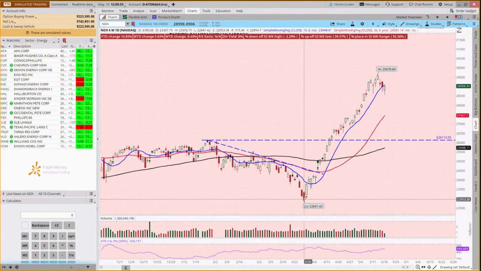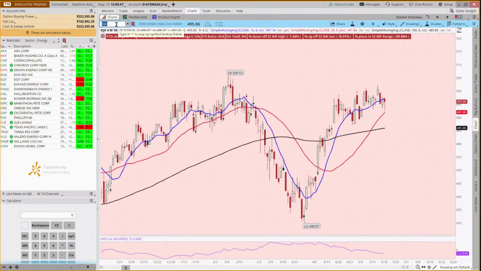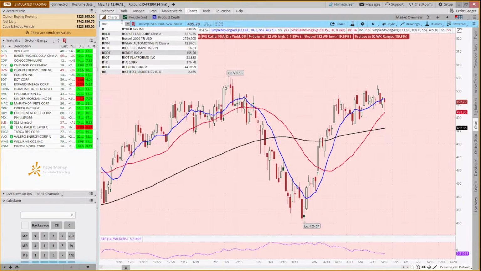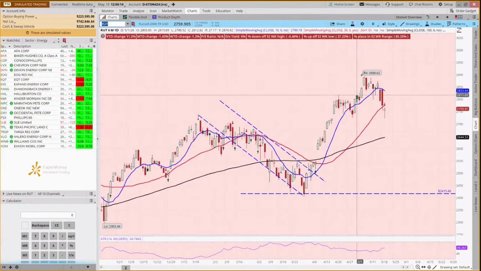So pretty bullish all around. Our Dow, a little bit more of a consolidation pattern, but still sitting within a stone's throw of the intraday market high hit here back on February 10th. And our small caps have had a bit more of a pullback actually.